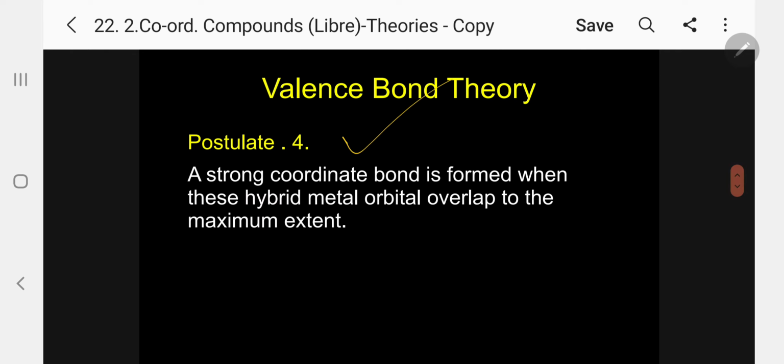Then postulate 4. A strong coordinate bond is formed when these hybrid orbitals overlap to the maximum extent. The strength of the coordinate bond depends upon the overlapping capacity of the hybrid orbitals. So if the hybrid orbitals overlap to the maximum extent, kindly follow, it is strong.